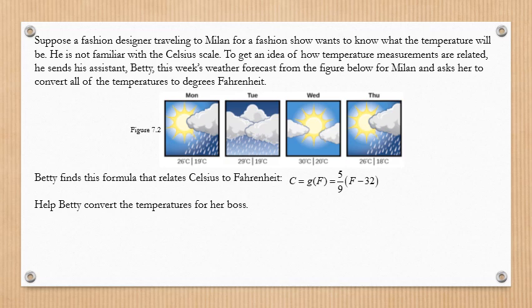Betty finds this formula online that relates Celsius to Fahrenheit. C equals g of F equals 5/9 times the quantity F minus 32. Help Betty convert the temperatures for her boss. In this case, when I substitute in 26 degrees Celsius for C, I can solve for the corresponding Fahrenheit temperature.